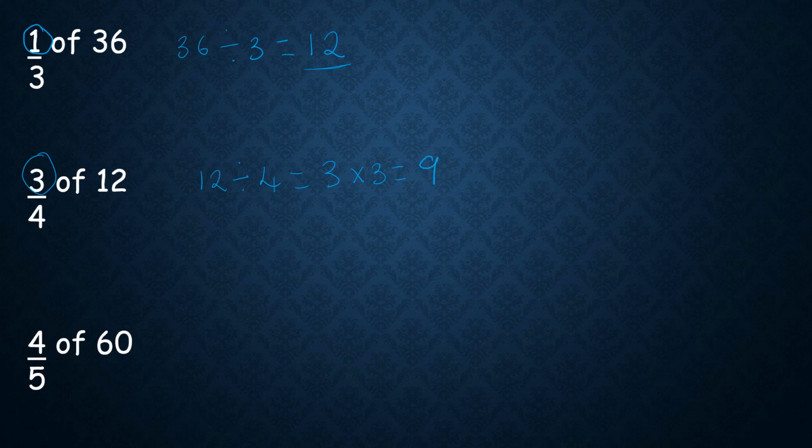Last one, I'm going to do 60 divided by 5, which is 12. So 12 is 1 part, and the question's asking for 4 parts. So I'm going to do 12 times 4, which is going to give me 48.